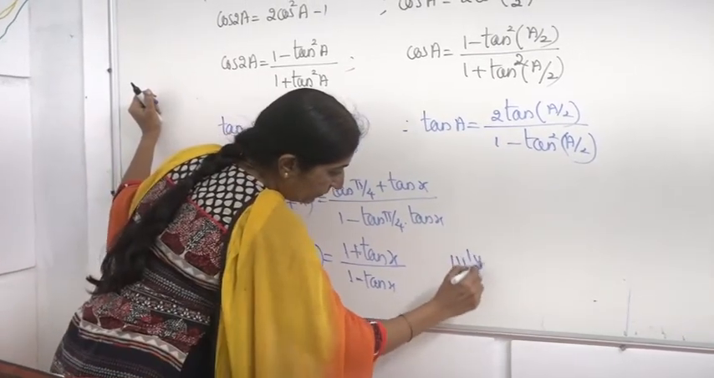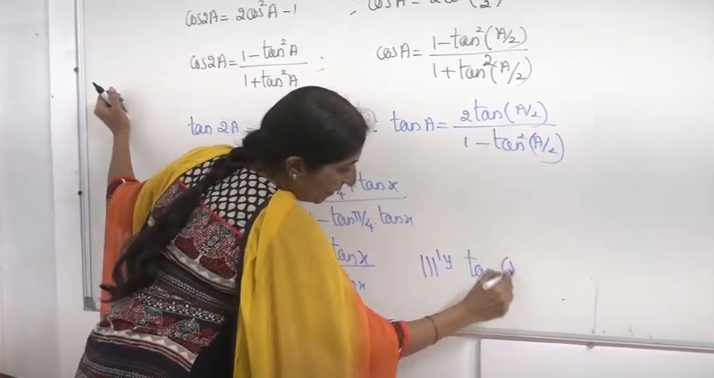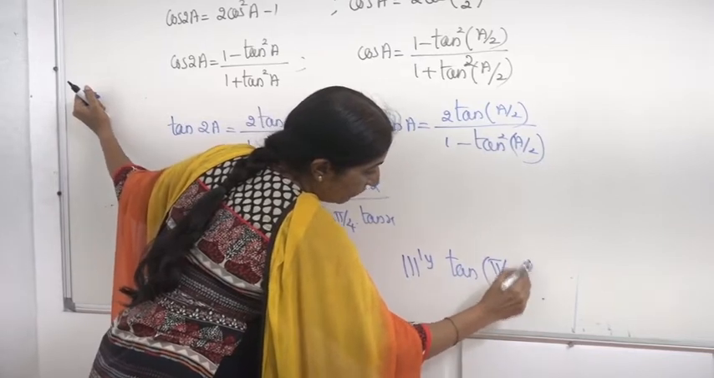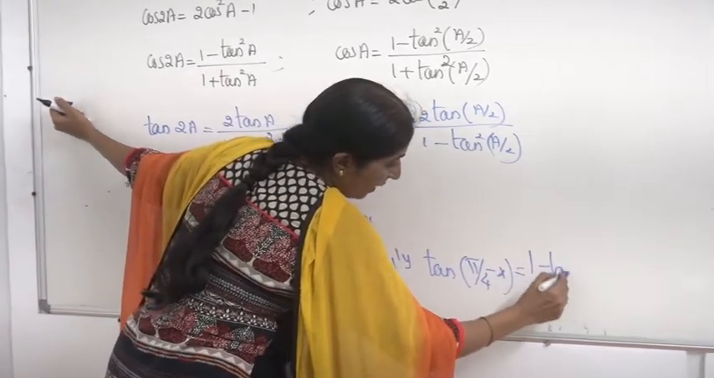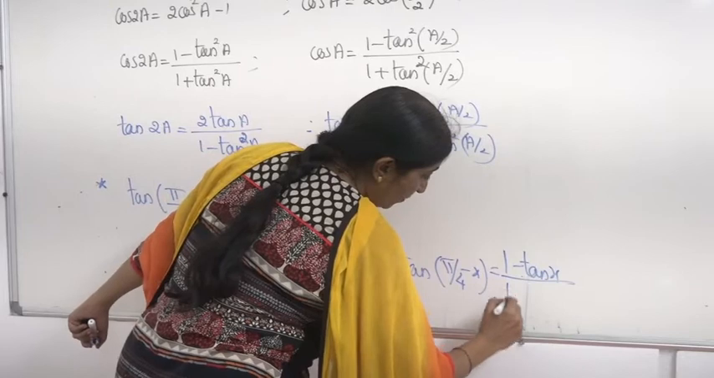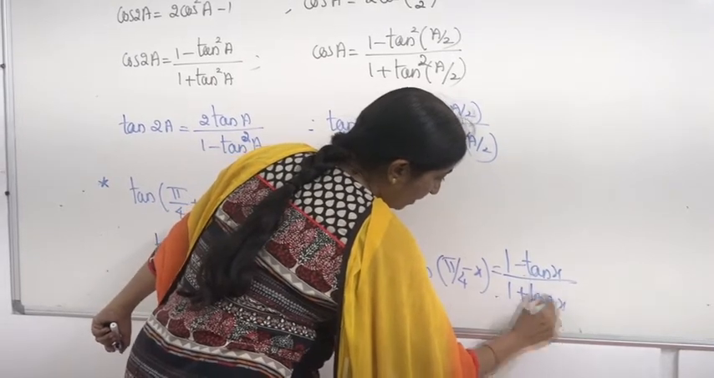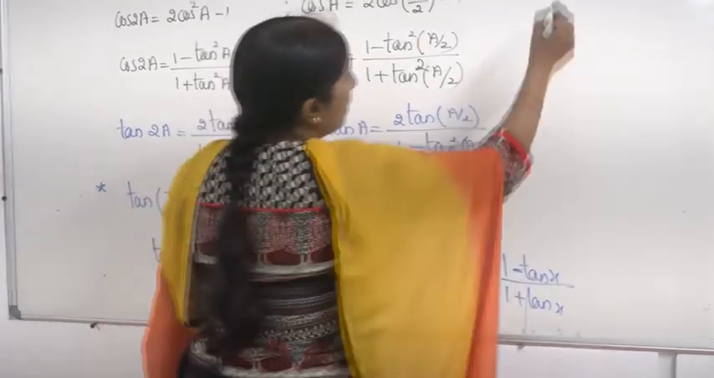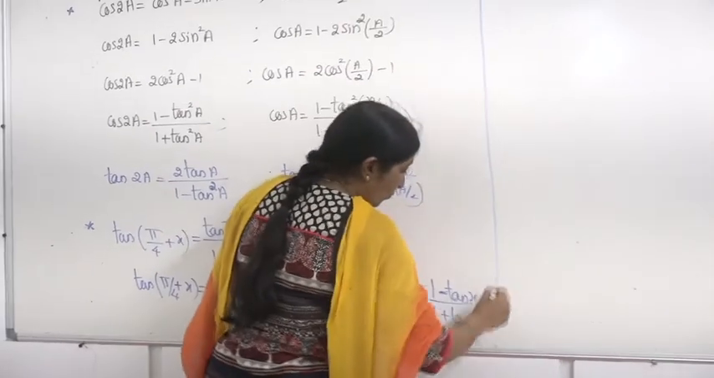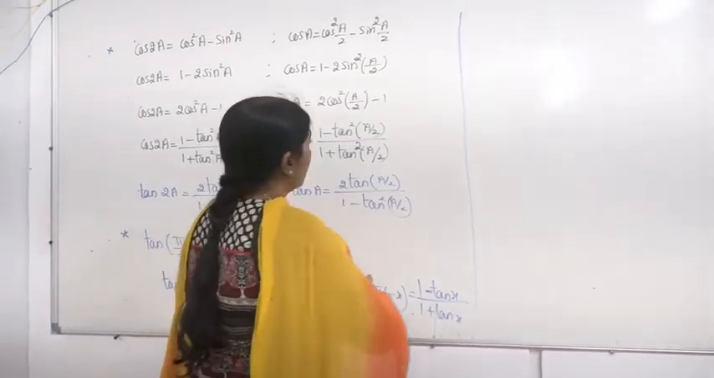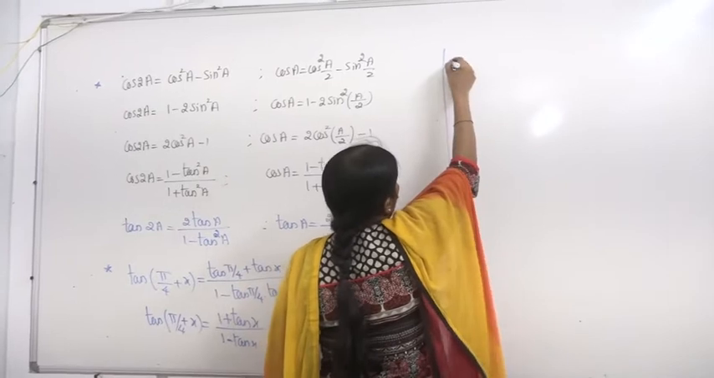Similarly, tan pi by 4 minus x will be written as 1 minus tan x upon 1 plus tan x. Remember, these two are very important. And again the next two, using multiples and submultiples, again I am giving you 2 more important formulas.